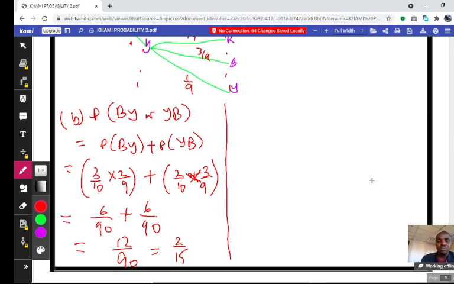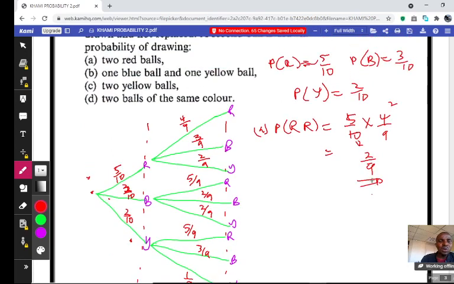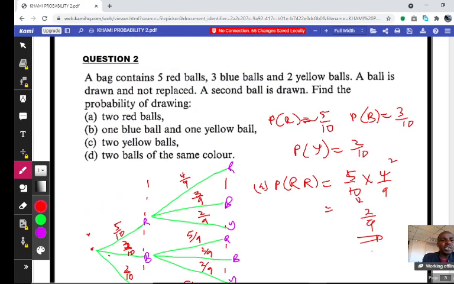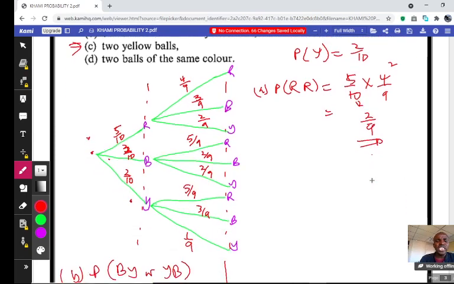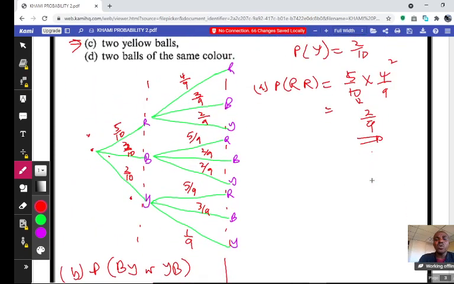So this was part B. Let's move on to the third part, which is part C. This one: find the probability of drawing 2 yellow balls. So this one is just the probability of a yellow followed by a yellow.